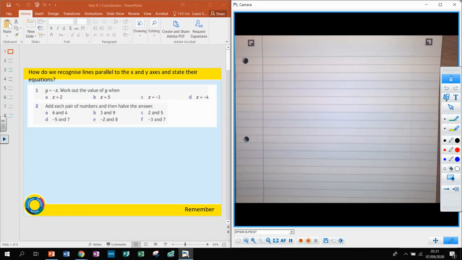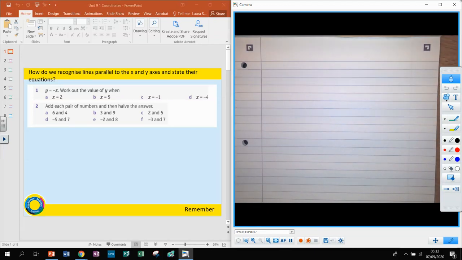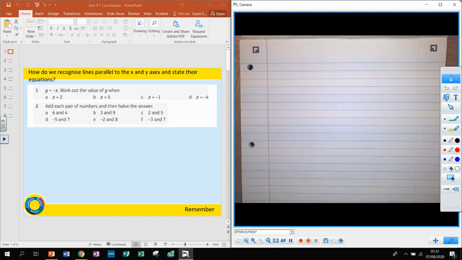Hi everyone. We're going to look at coordinates today in two different respects. We're going to look at horizontal and vertical lines and how they compare to the axes. And we're also going to look at finding midpoints. Before we actually begin, I'd like you to do this little starter activity. So if you could press pause, try questions 1 and 2, and then we will go through the answers together.